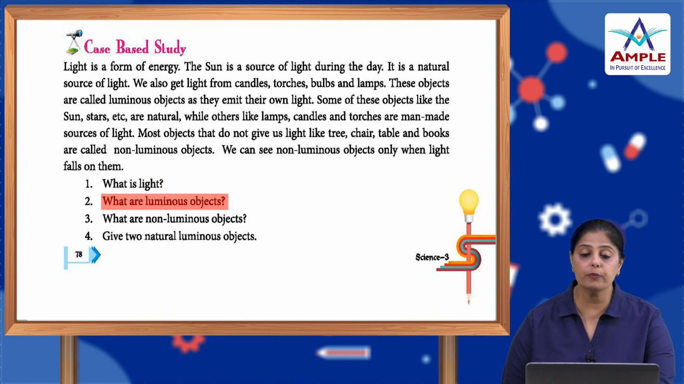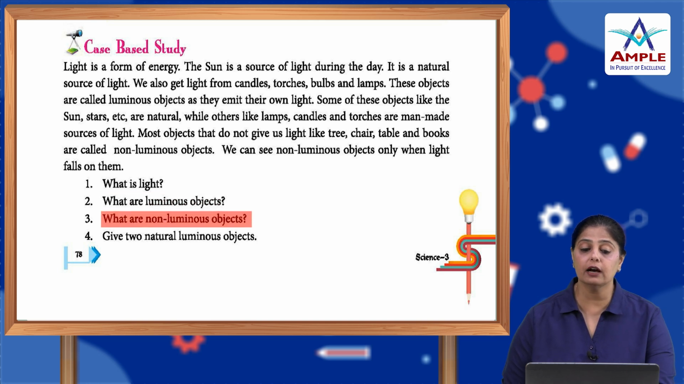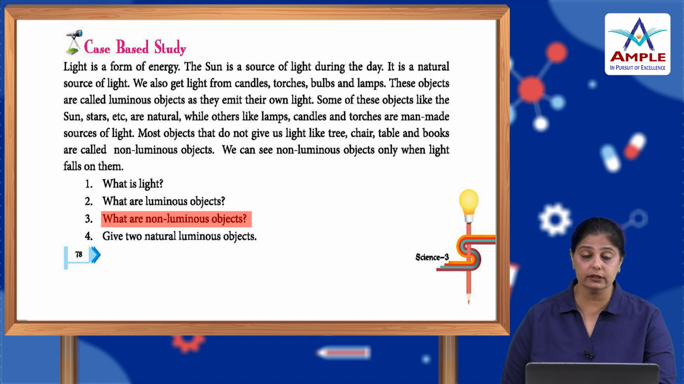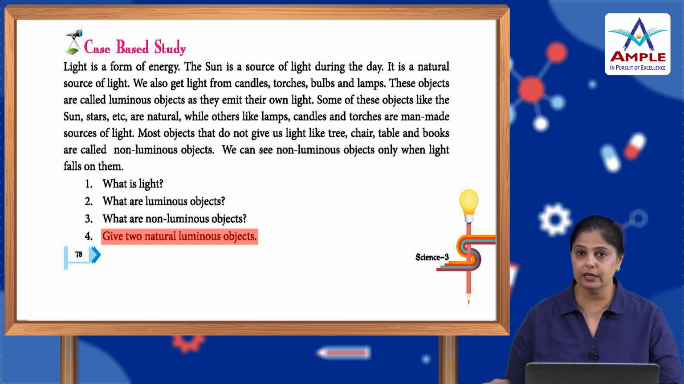And what are luminous objects? Luminous objects are the objects that emit their own light. Now, what are non-luminous objects? Non-luminous objects are the objects that do not give us light or they block the light. Now, give two natural luminous objects. Okay, the sun and stars, they are natural.